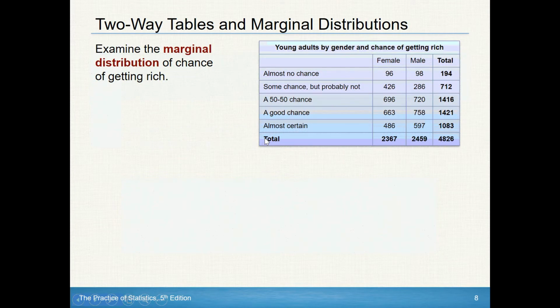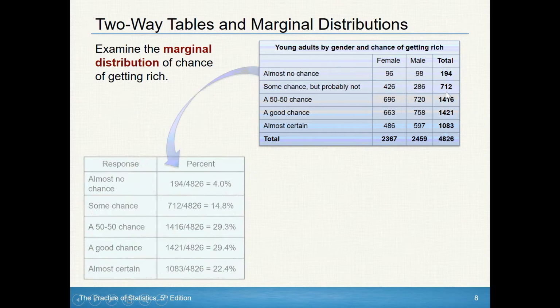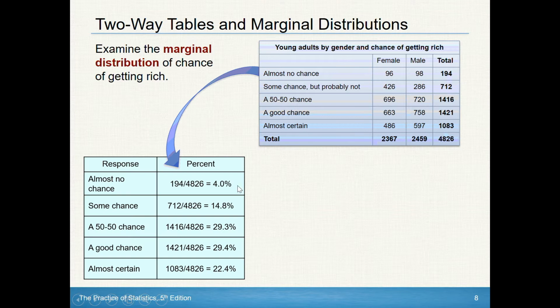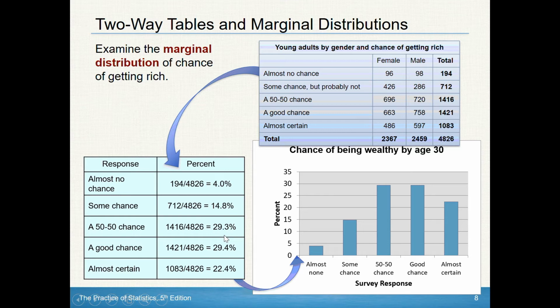So here's that same two-way table from before. And it says up here, examine the marginal distribution of chance of getting rich. So basically what that means is gender doesn't matter for this scenario. We're just going to take these totals here of the individual rows, convert them to percentages first, and we see here 4% say almost no chance, 14.8% say some chance, etc. on down. These should add up to 100%, by the way. And then once we have those percentages, we just put them into a bar graph. Nice and easy to see, and it allows us to gain a little bit more of a visual understanding of the relationship for that variable.